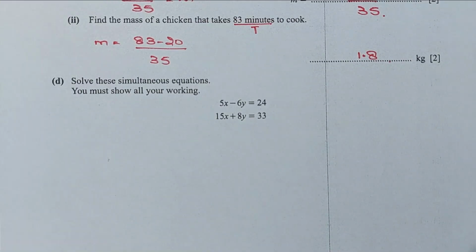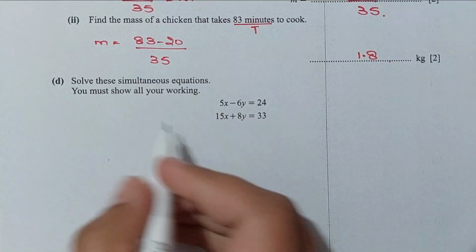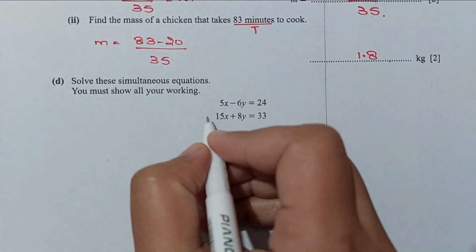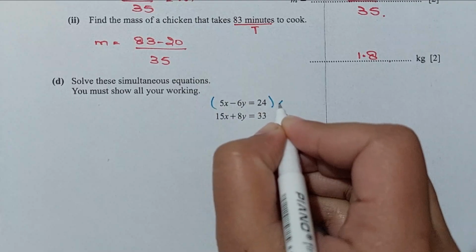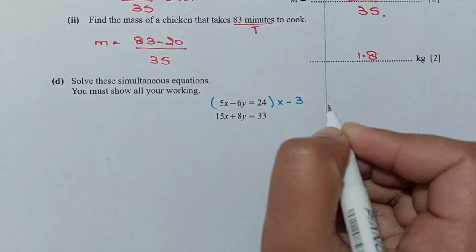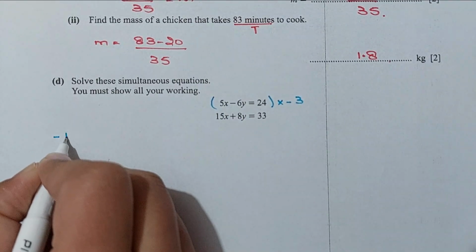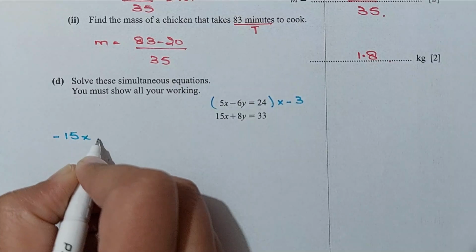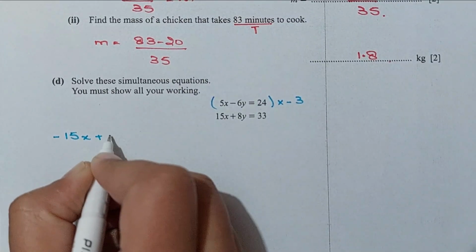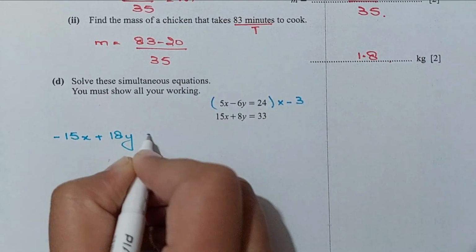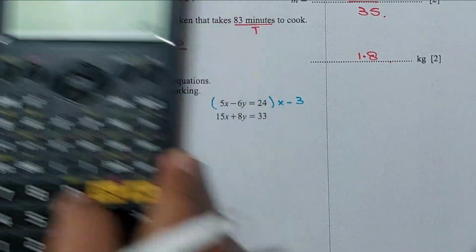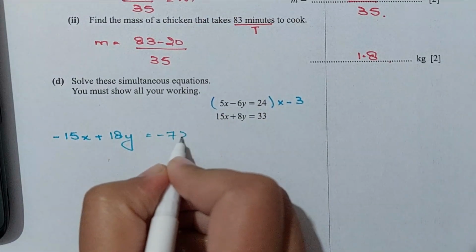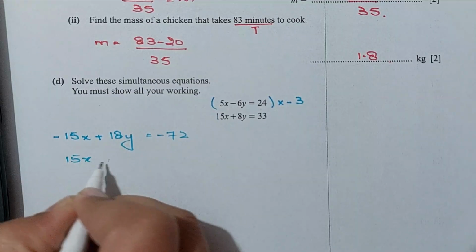Now for part D, solve the simultaneous equations. You must show your working. Alright, so we multiply the first equation by negative 3. Negative 3 times 5 is negative 15x. Minus times minus makes plus. 3 times 6 is 18y. And negative 3 times 24 is negative 72. The second equation stays the same.